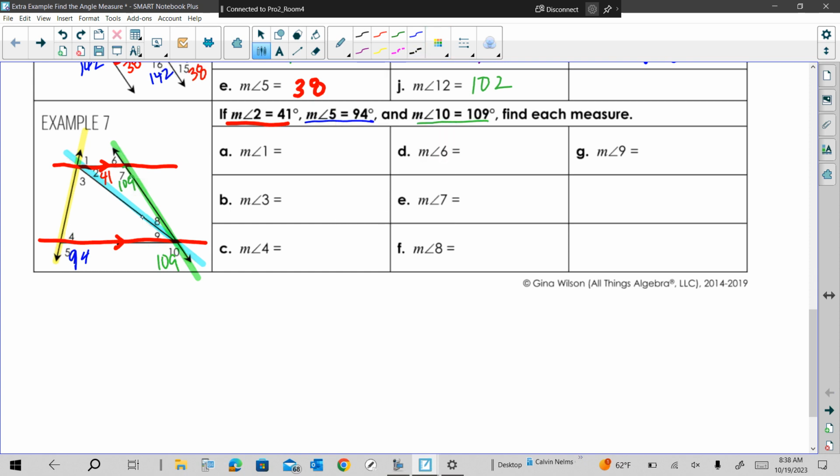Now, if I'm looking at 41, the blue transversal, what other angle is 41? Yep, alternate interior. Top right, bottom left. So 9 and the 41 angle, alternate interior, are congruent. So 9 is also 41.